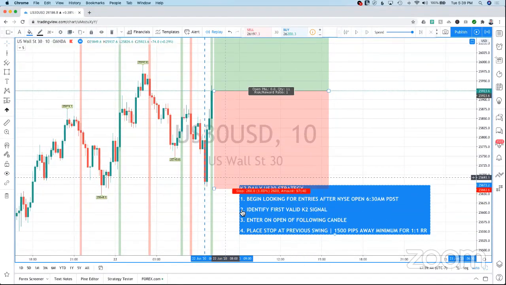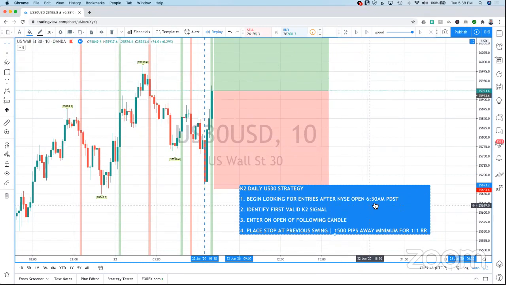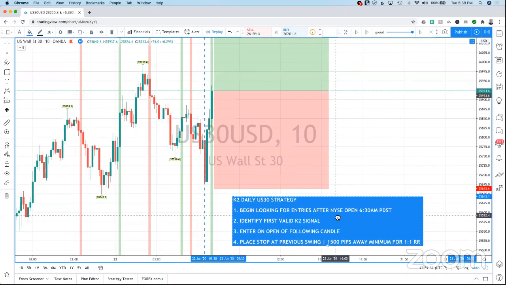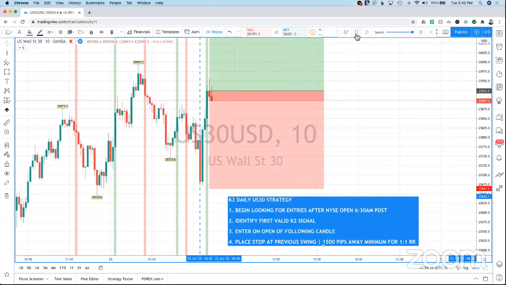We took the first trade that appeared after 6:30 a.m. when the New York Stock Exchange was happening, and then we identified the first valid K2 signal, which would be right here, and then we entered on the open falling candle. So pretty much right there, same requirements we followed today, and then we're gonna let it run.